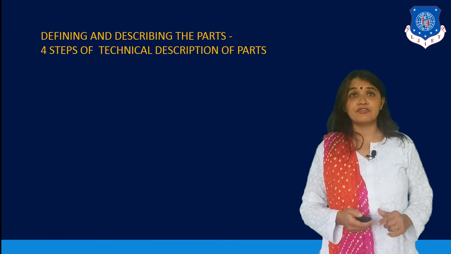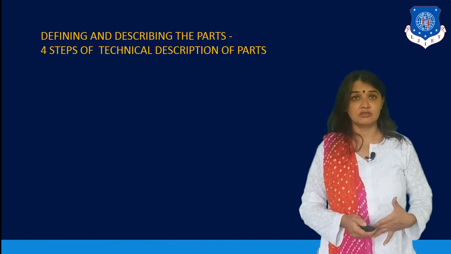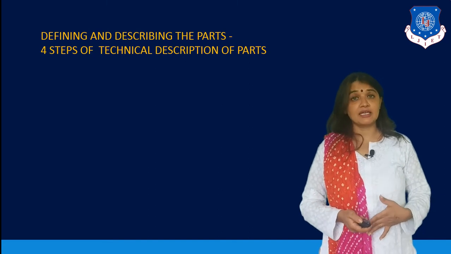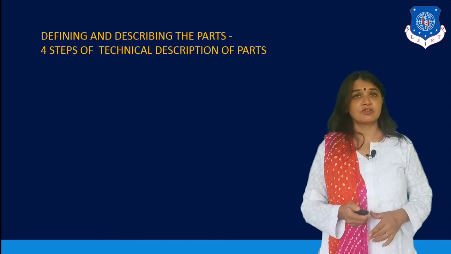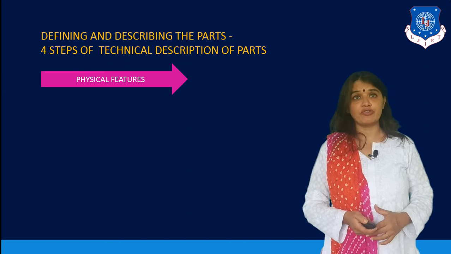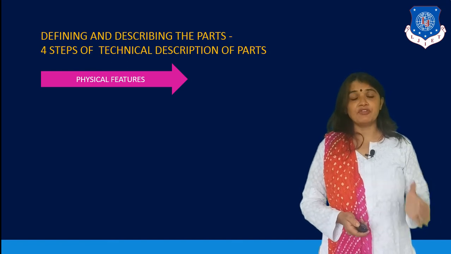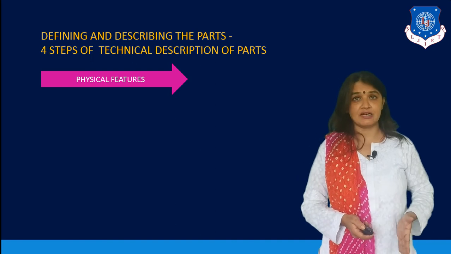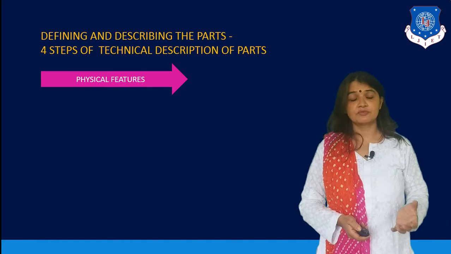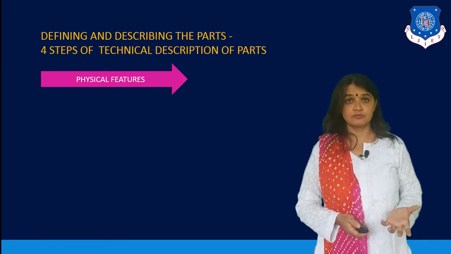So we know that defining and describing the parts of a particular machine, or the machine as a whole, has to be done when we write a technical description. Now it has 4 different steps. Step number 1 is to discuss the physical features of a particular product or machine or a part of a machine. When we describe a physical feature, we may tell its dimensions, its shape. If it is a particular color, we mention that also.